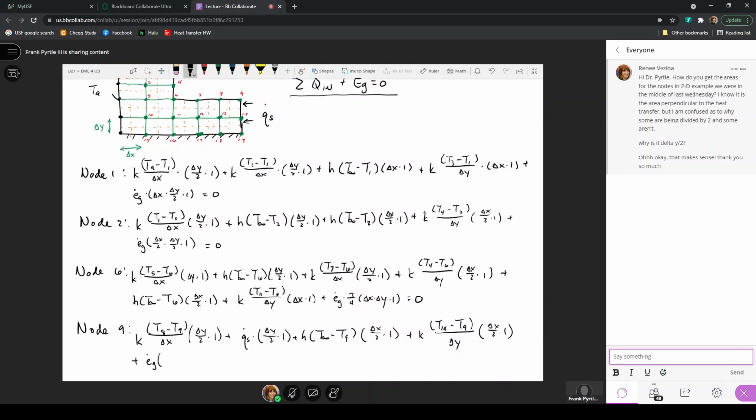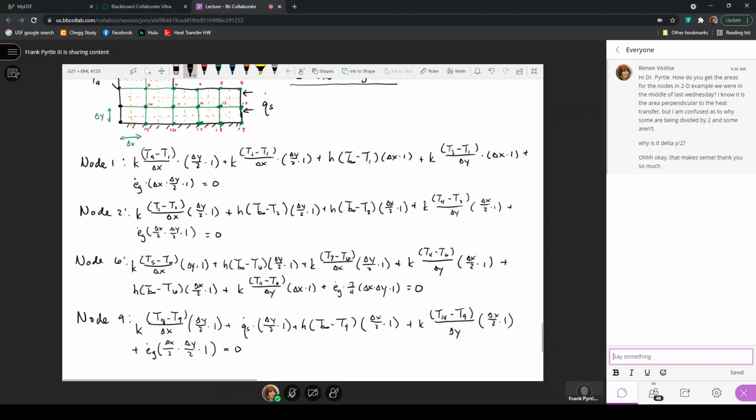That volume would be defined as delta X divided by 2 times delta Y divided by 2, which just gives me that surface area. Then I multiply by unit 1 into the page to make that a volume, is equal to 0. And so then that becomes the node equation for node number 9. And we would proceed through writing all of these equations.